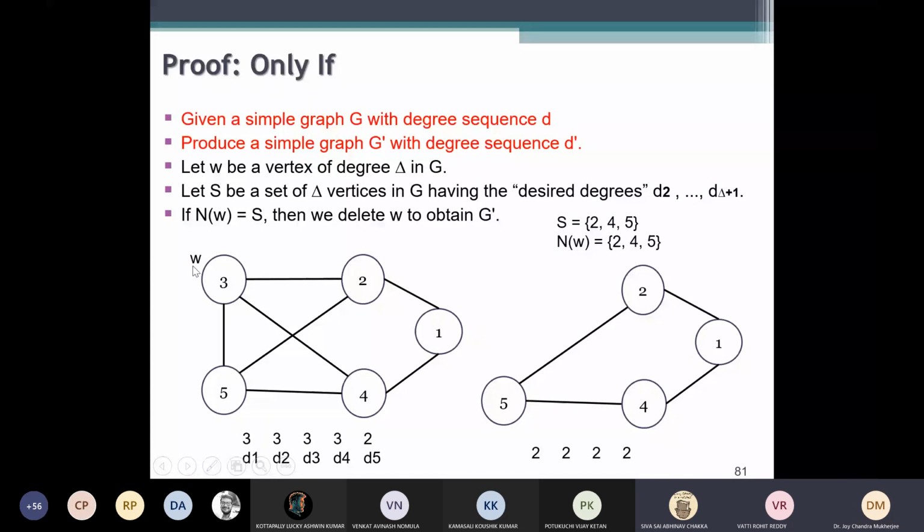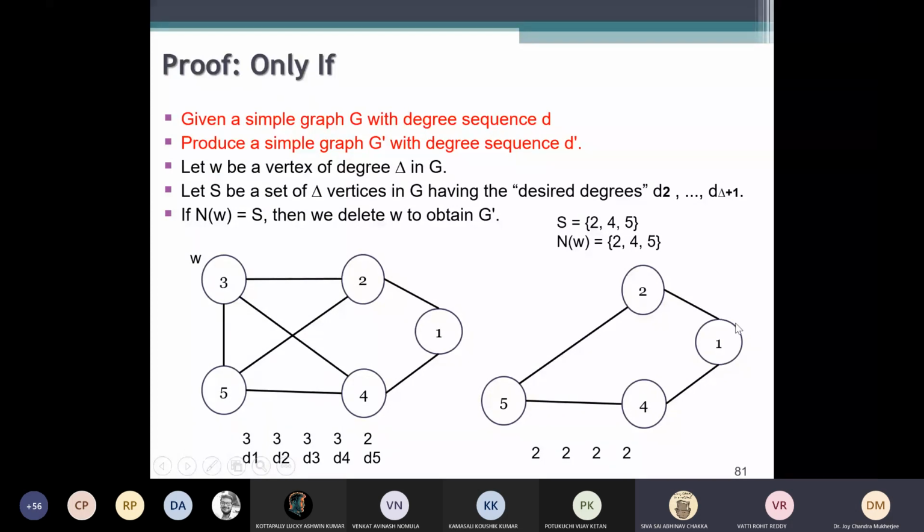If you delete it, these 3 edges will also be deleted. So it turns out to be this graph. Now if you delete 3 from here, it will be 2, 2, 2 and 2. And you get the same graph having edges, where each vertex is of degree 2. So what happens? We are done.